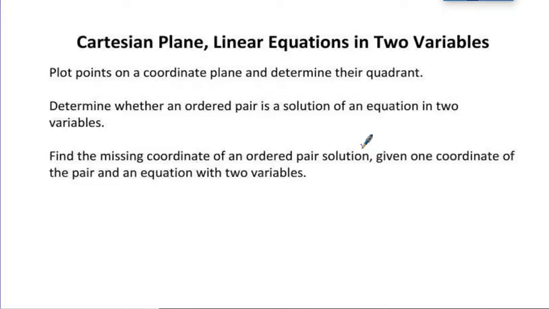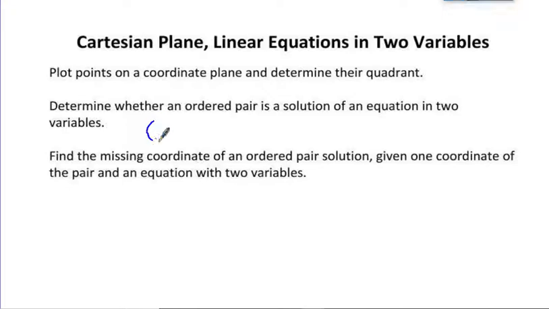We're going to determine whether an ordered pair is a solution of an equation in two variables, and we'll take a look at what an ordered pair is. And then we'll find the missing coordinate of an ordered pair solution given one coordinate of the pair and an equation with two variables. The second objective here, determining whether an ordered pair is a solution.